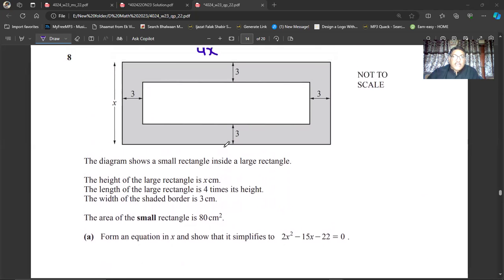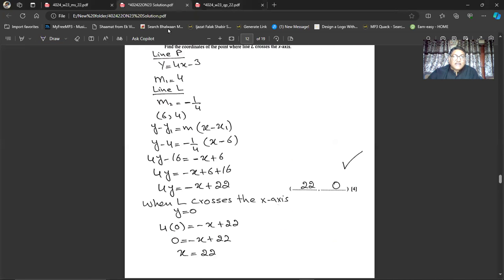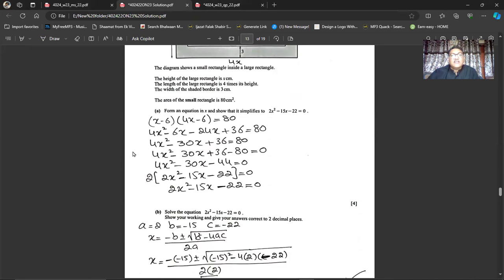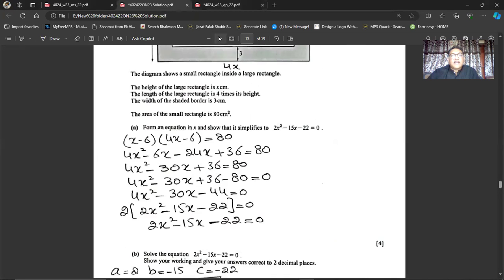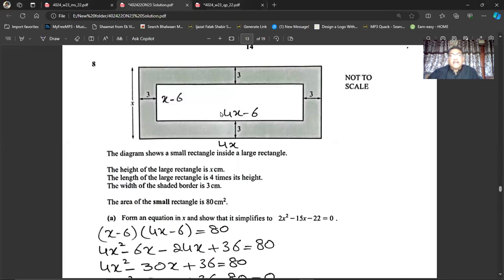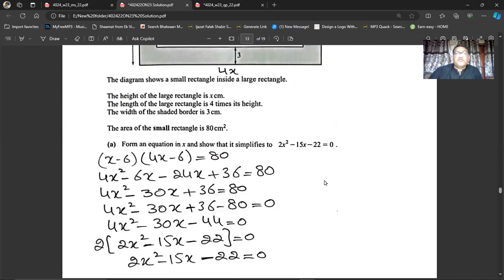Okay, so the area of this inner rectangle is given, that is 80. Very simple, and I know the dimensions of the inner rectangle. The length is 4x minus 6, its height is x minus 6. You know the area of the rectangle is length multiplied by width, so you multiply them. (x minus 6) into (4x minus 6) will be equal to 80.